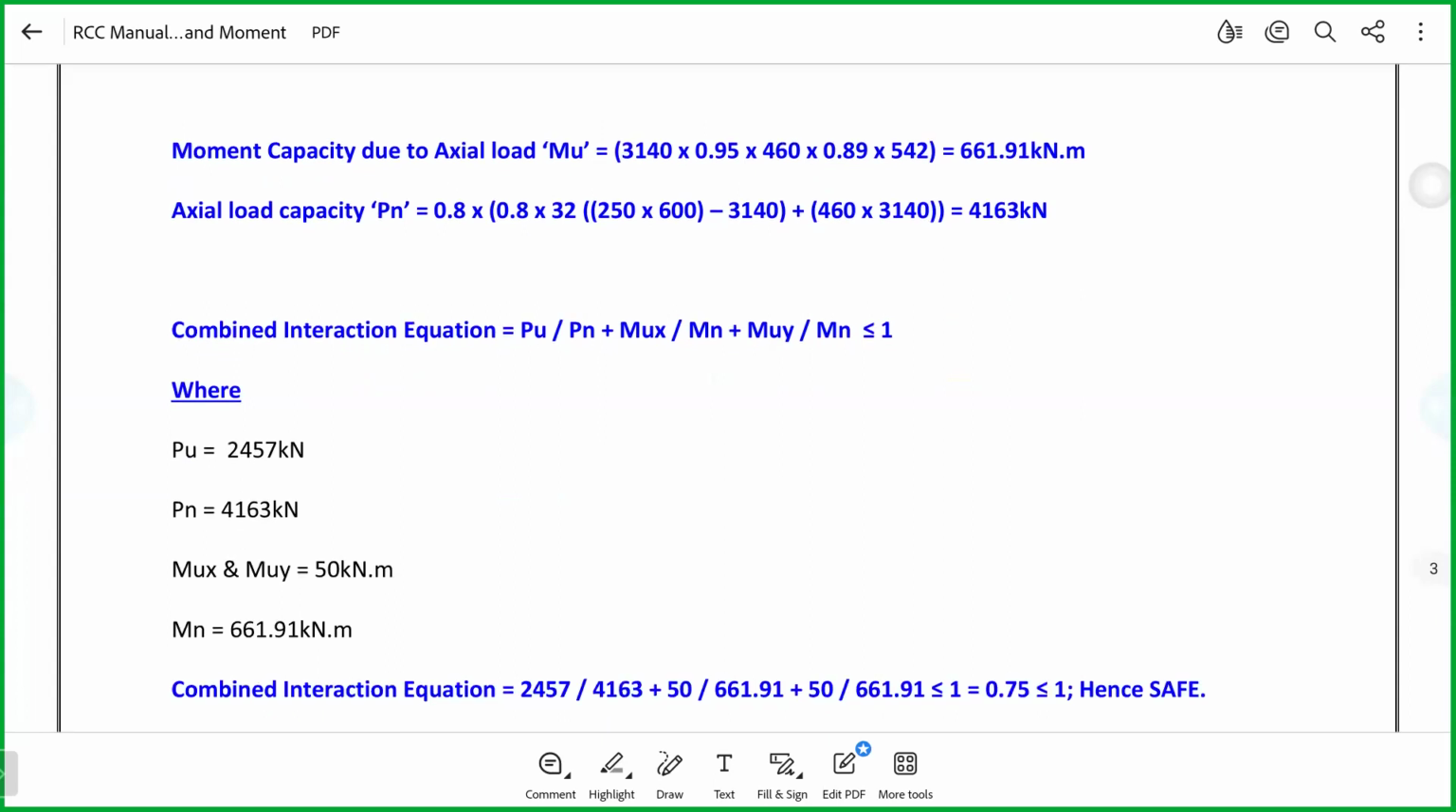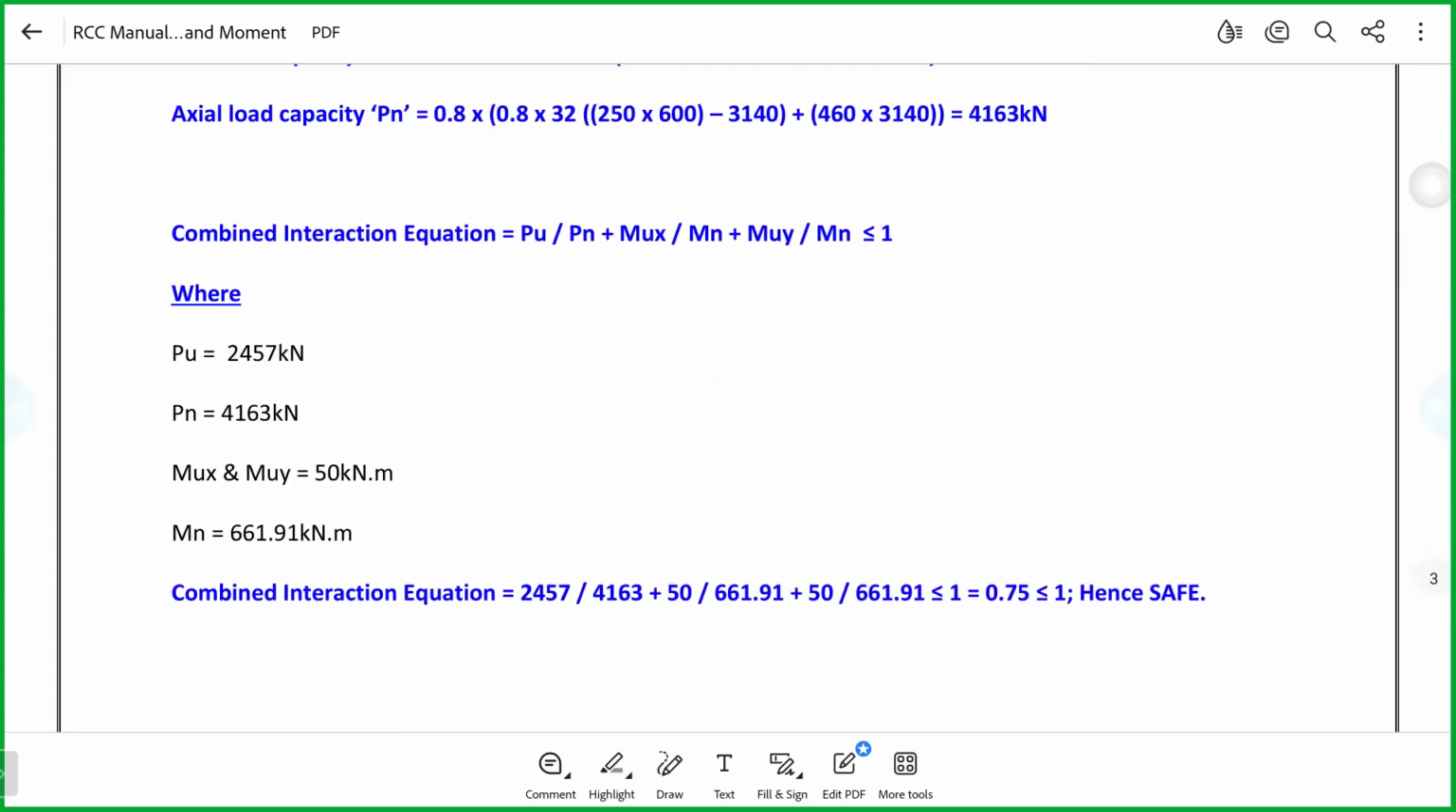The combined interaction is what? The actual axial load over allowable axial load, plus actual moment over allowable moment in X direction, plus actual moment over allowable moment in Y direction, is supposed to be less than or equal to 1. This combined action is what is critical, which you need to focus on. It's supposed to be less than 1.